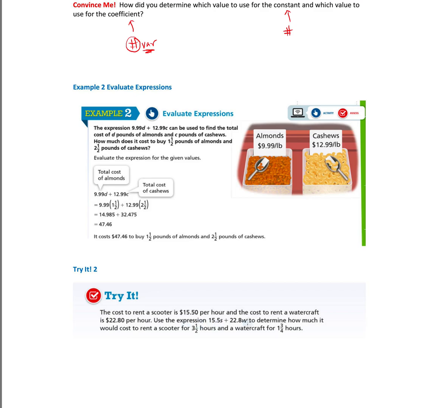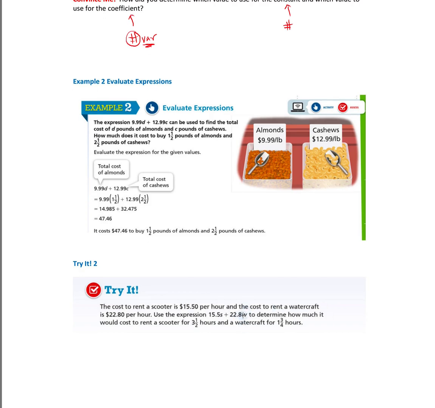And then it says to use this expression. And if you investigate this a little bit, 15.5 is just $15.50 without that trailing zero there and the dollar sign. But it's 15.5 times S. And the S is representing the hours that you're renting a scooter. I'm not a huge fan of the variable S because my S's look like 5s, but I'll make it a different height. It'll be okay. 22.8 has a W with it because that's $22.80 per hour to rent a watercraft. So W's for the watercraft.